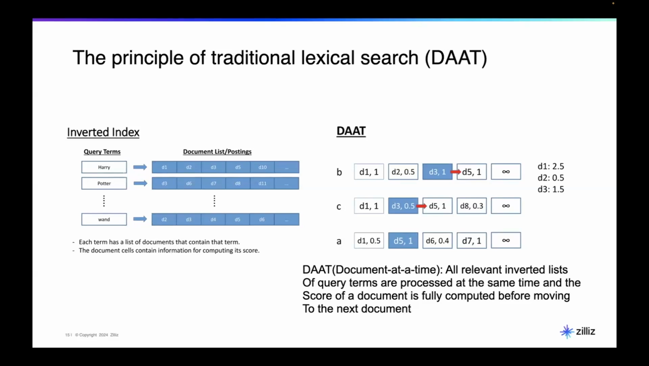Then we go to the next document, D2, then D3, one by one. And you see that if your inverted list is long, it takes a lot of time to go through all the lists, right? That's why the performance is not really good.